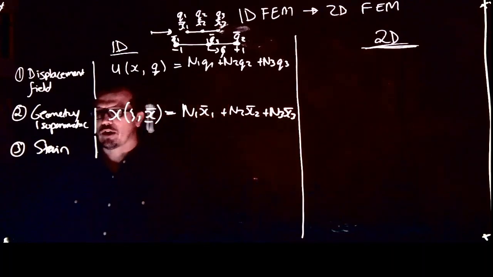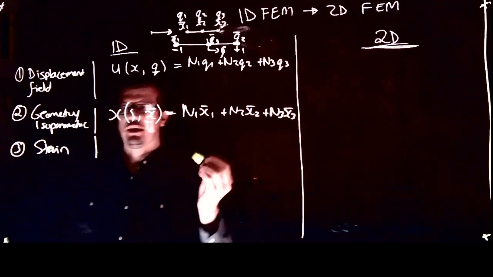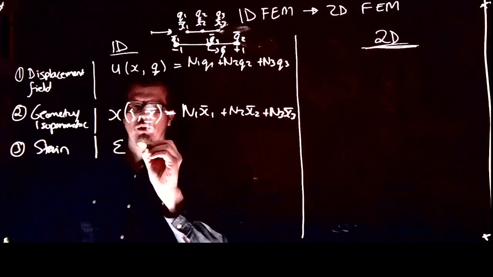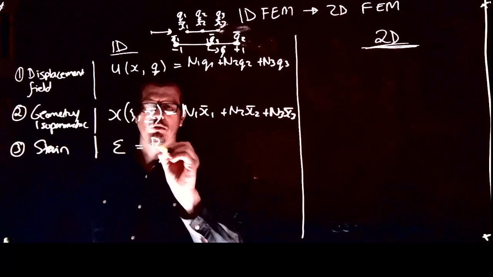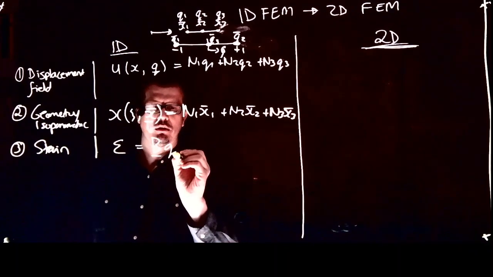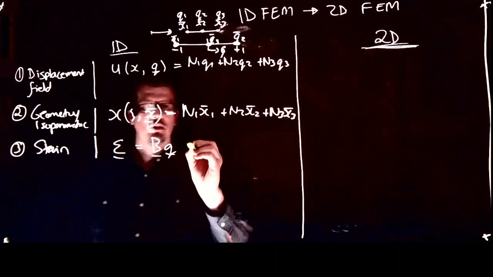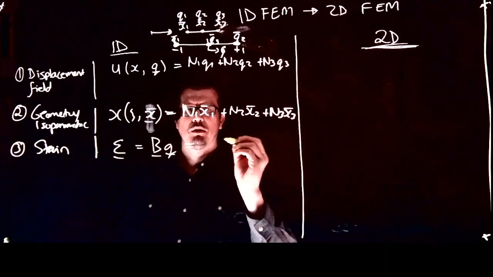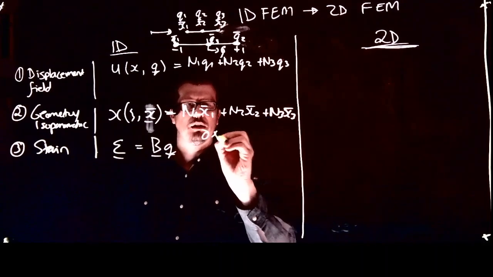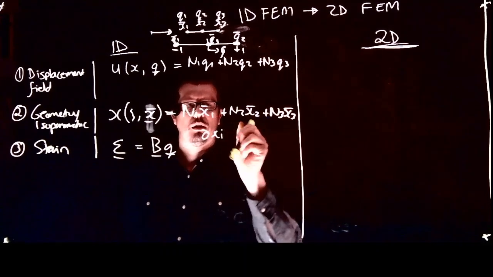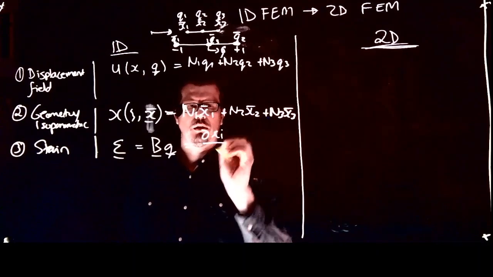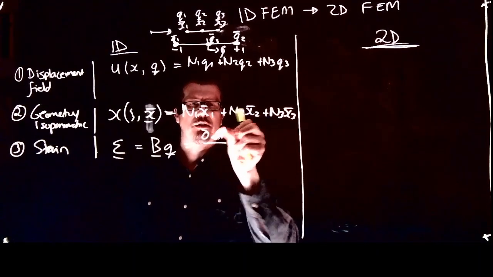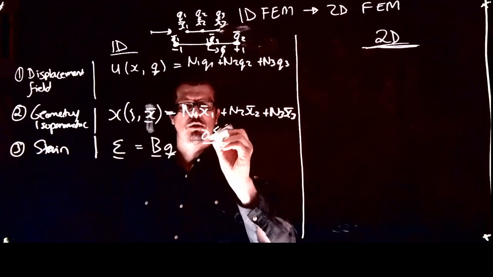So strain, essentially what is that? The strain field that we had was equal to BQ. Remember this? And the BQ was essentially d psi. I'm going to write it maybe as the variable. So d psi.